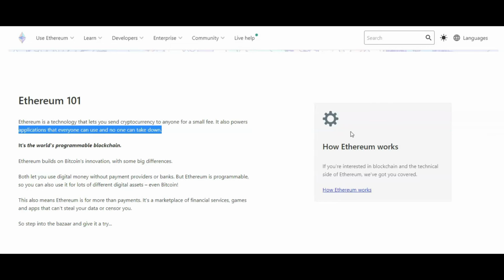Ethereum's my favorite. I really like this. Now, like I said, there are other networks out there that are being built to be just like Ethereum. Okay, I don't believe in Ethereum killers. I don't believe anyone is ever going to take over Ethereum. Ethereum's going to be the one.